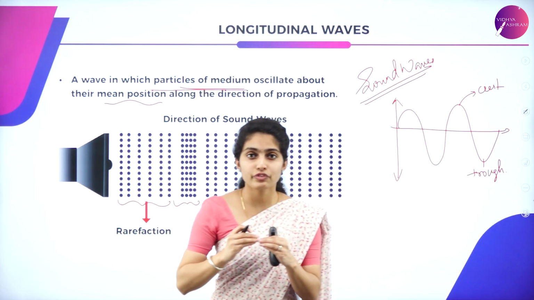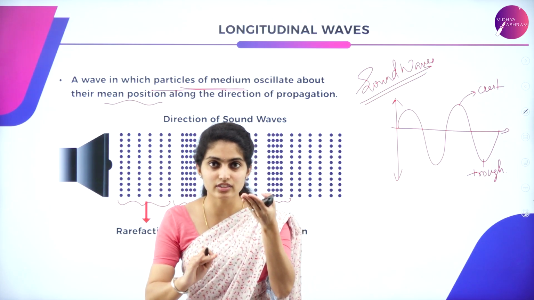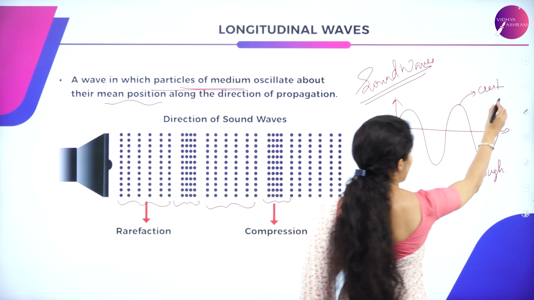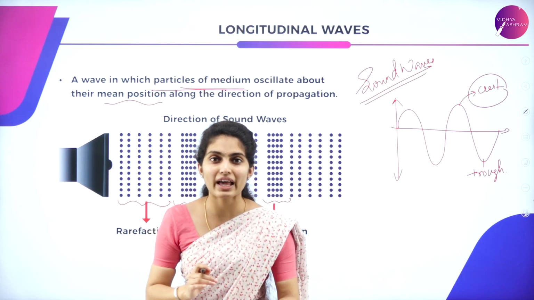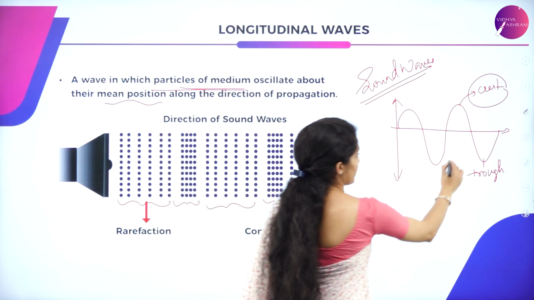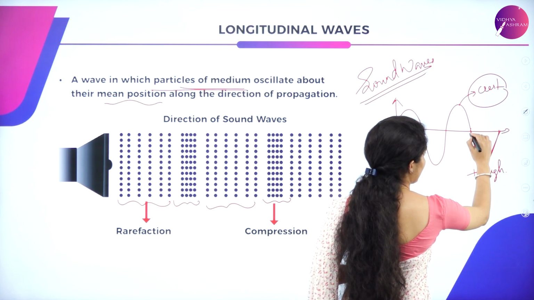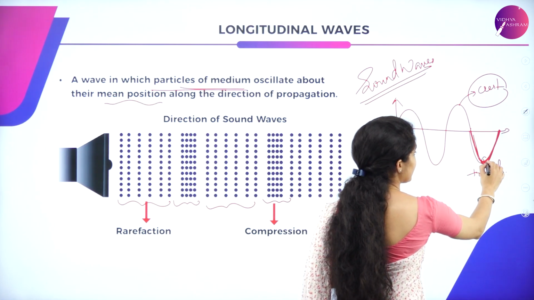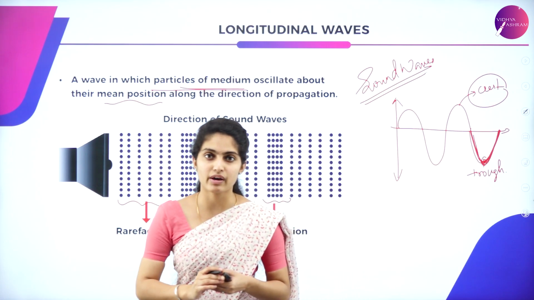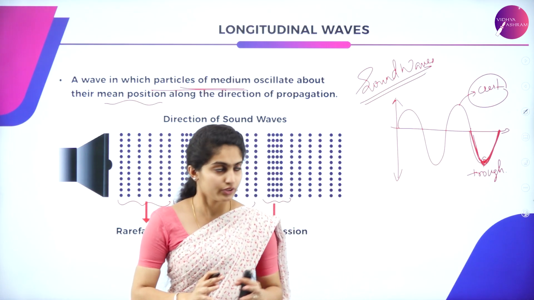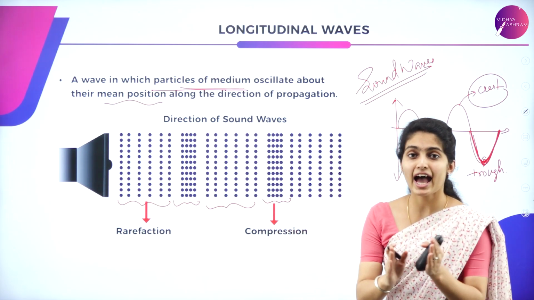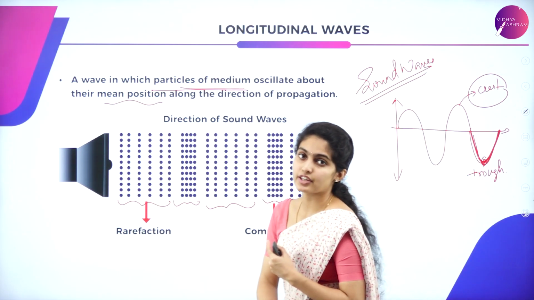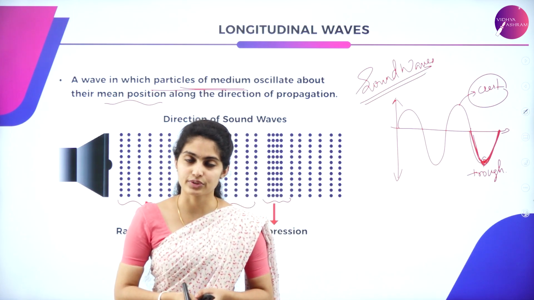The portion of a wave where it is raised higher is known as the crest. The portion of a wave showing a valley point, a depressed curve, the maximum depressed part, is known as a trough. So we have crest and trough in the case of a transverse wave, and compression and rarefaction in the case of a longitudinal wave.